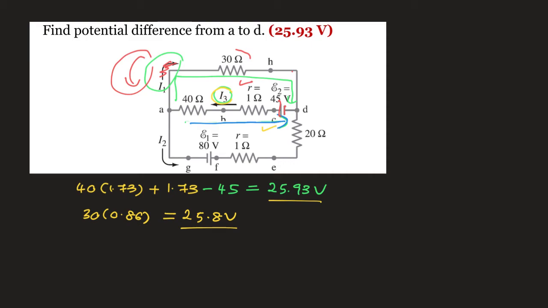Okay, so let's try to choose this path, whether we are going to get the same answer or not. The I2 current there is positive, therefore you don't have to fix that. The direction is already correct.